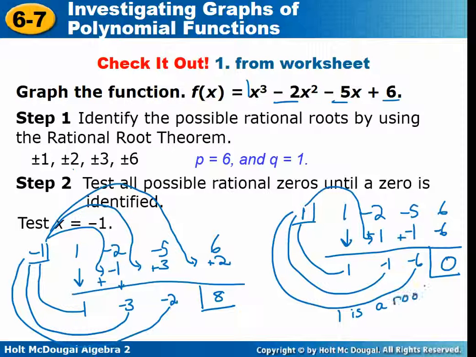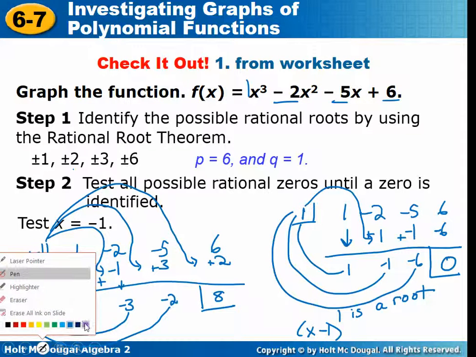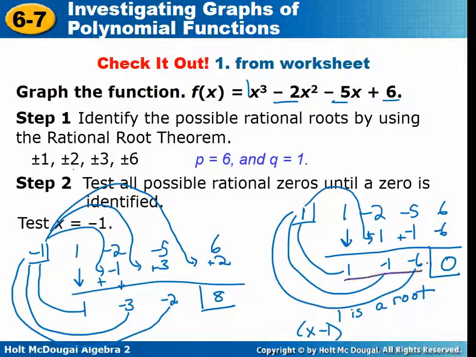That means it crosses the x-axis at 1, which means that x minus 1, the opposite sign, is a factor. And these numbers that we got after we did the synthetic division are the coefficients of the rest of it after you factor out the x minus 1. It was an x cubed, so you decrease that degree by 1, so that's going to be 1x squared minus 1x minus 6 is the rest of it. And now we have to factor x squared minus 1x minus 6. Let's do that on the next page.